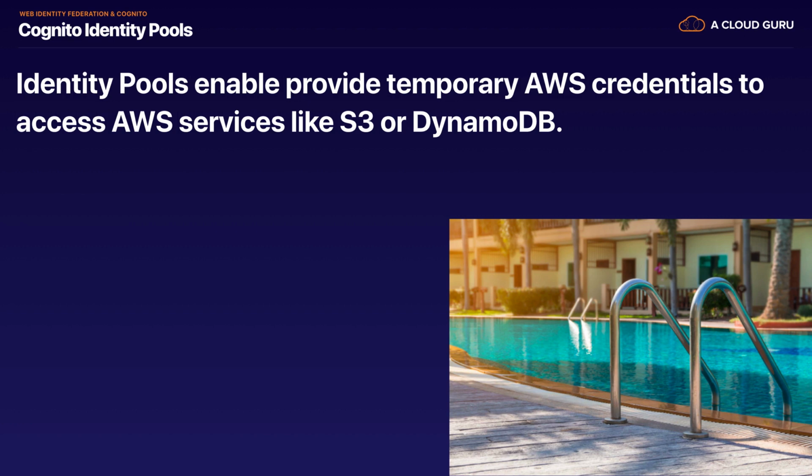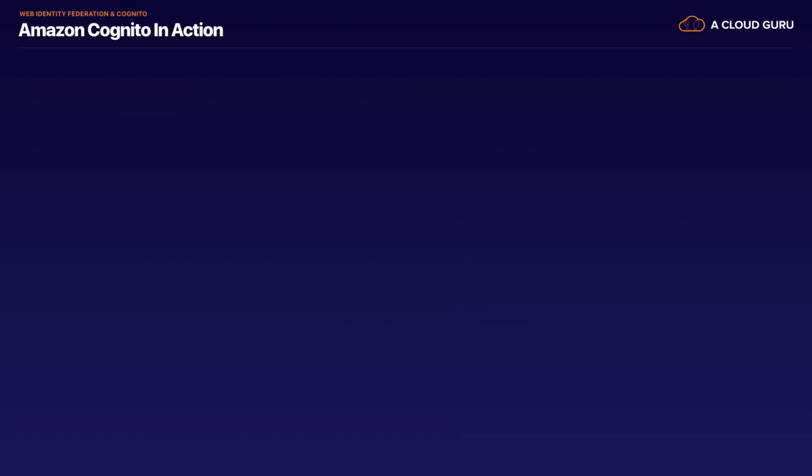User pools are things like maybe your email address, your password, etc. Whereas identity pools is the actual granting of you access to an AWS resource. So let's see all of this in action.